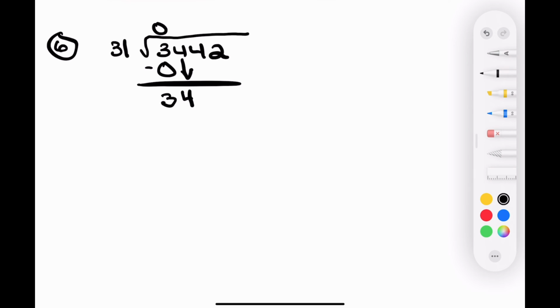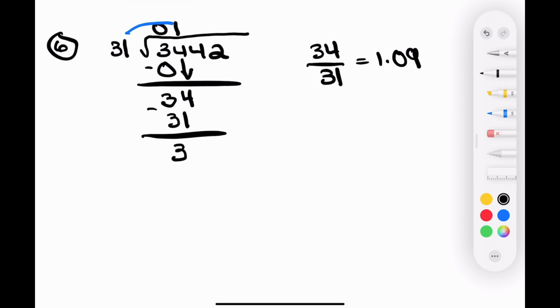34 divided by 31, well, let's write that off to the side. 34 divided by 31 is just equal to 1.09. So we're going to put a 1 in our quotient. 31 times 1 to get our next digit we subtract by, that's just going to give us 31 back. We're going to subtract, which gives us 3, and then take our next available digit, which is 4.